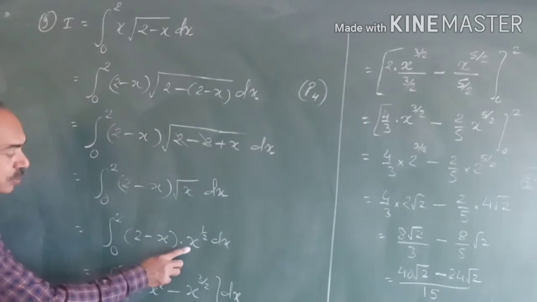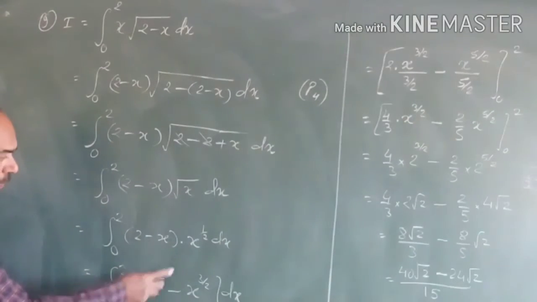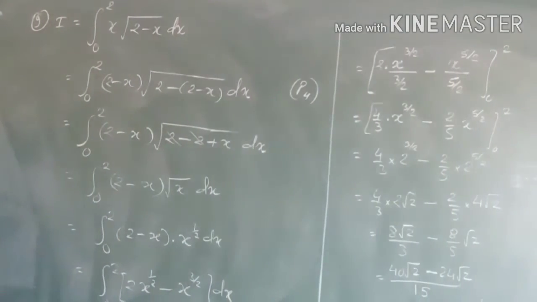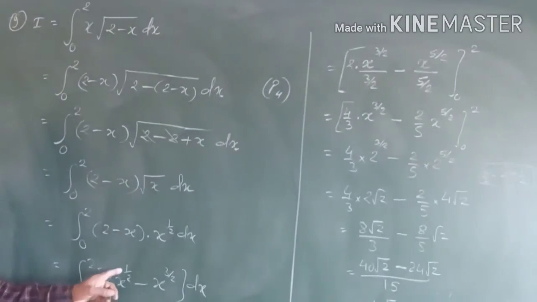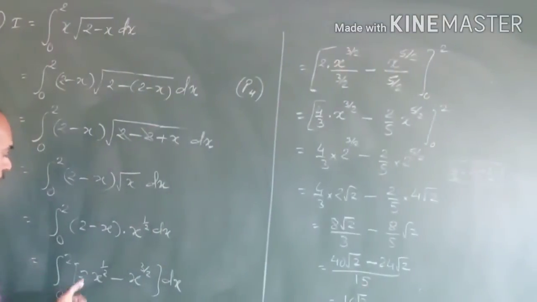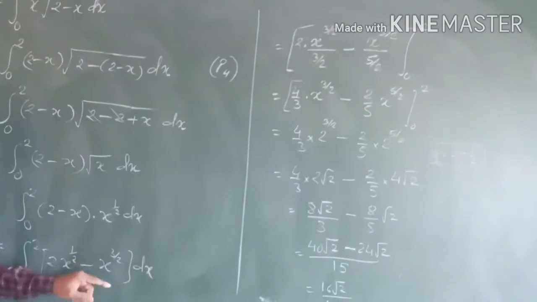Under root x, it means x to the power half. So open this bracket: 2 into x to the power half, and here 1 plus half, it means 3 by 2. Now take its integral. So integral of x to the power 1 by 2. So 1 by 2 plus 1, it means 3 by 2. So see here, 2 into x to the power 3 by 2 divided by 3 by 2.